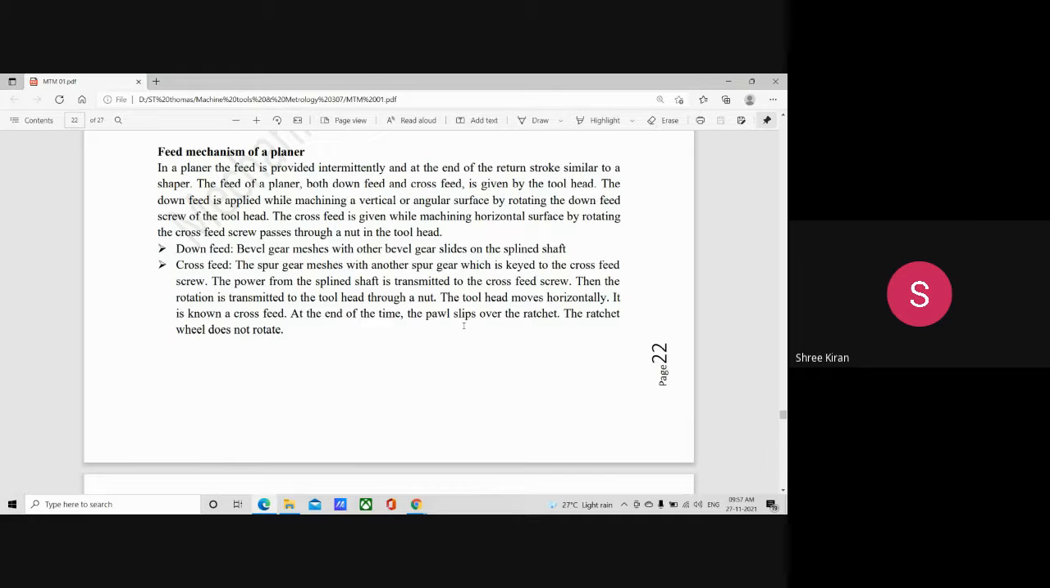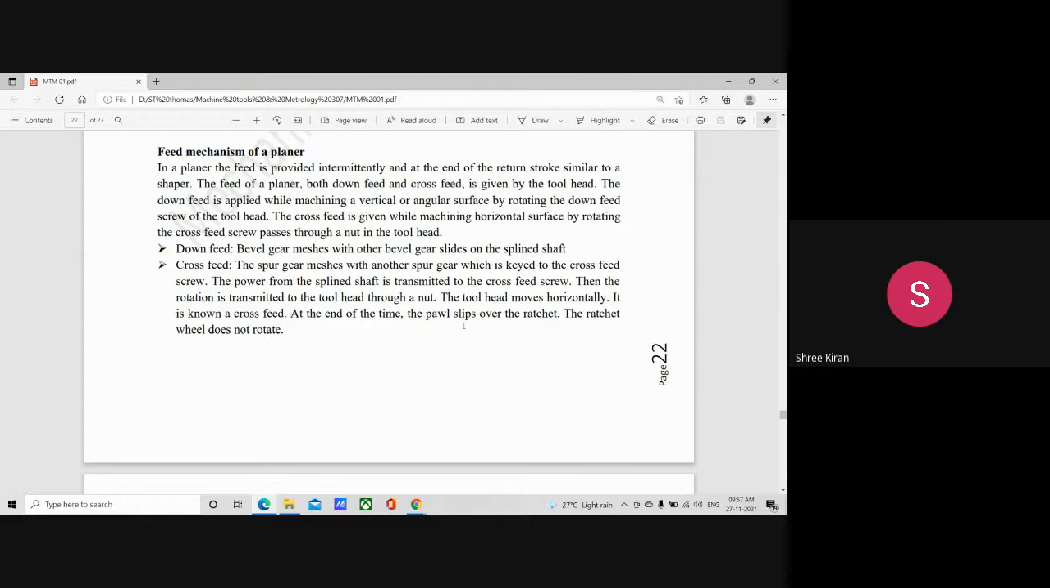Now the feed of a planer, both down feed and cross feed, is given by the tool head. In the case of a planer, you should always make a comparison with the shaper mechanism, because we have discussed everything about the shaper. If we know one, we can write the other, not only for the planer but also for slotting machines. Now, in a planer, the feed is provided intermittently at the end of the return stroke.